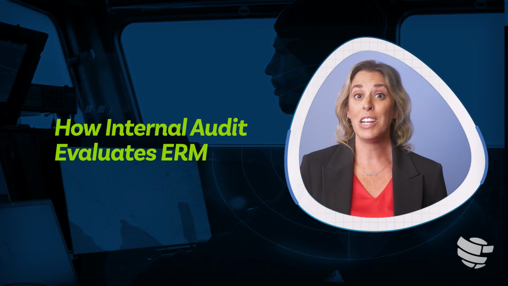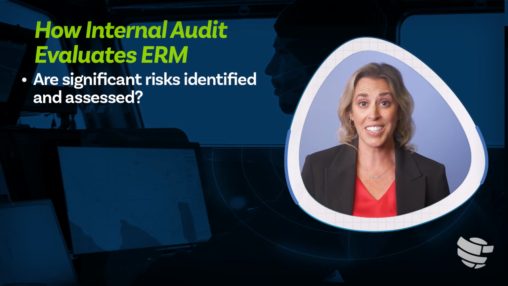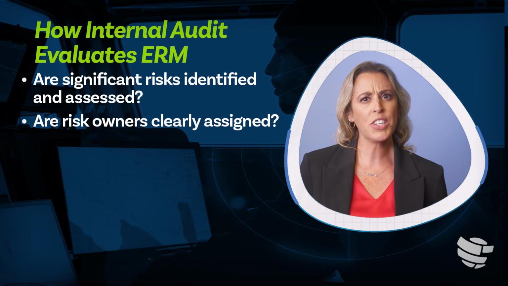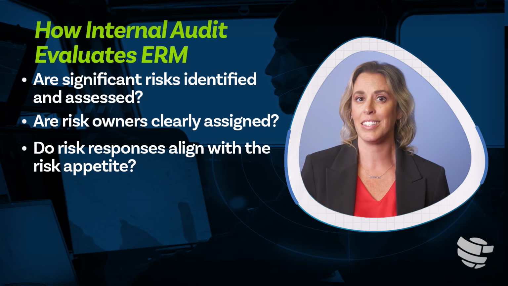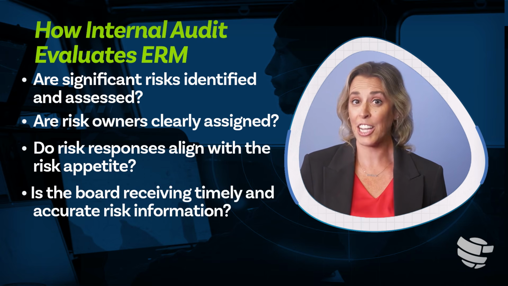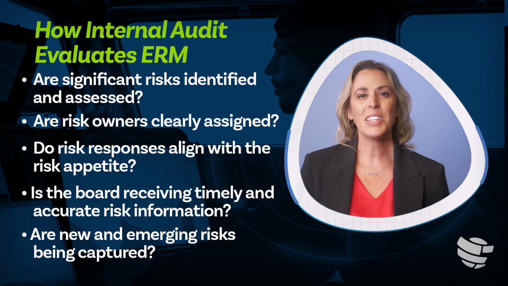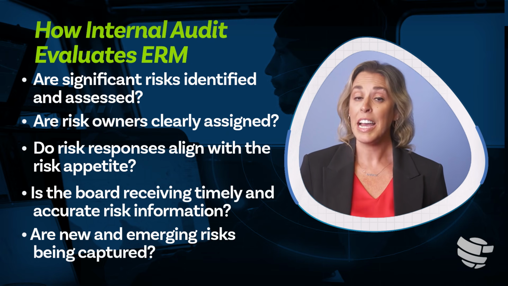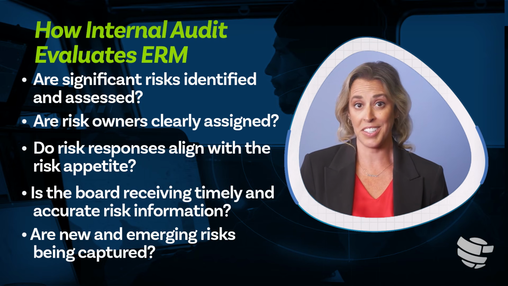When internal audit formally evaluates an ERM program, there are several key questions internal auditors ask. Are significant risks identified and assessed? Are risk owners clearly assigned? Do risk responses align with the risk appetite? Is the board receiving timely and accurate risk information? And are new and emerging risks being captured? The standards also remind us to consider risks that cross multiple business units, like fraud, technology, and third-party risk, because these can be easy to miss when each department is only looking at its own slice of the organization.